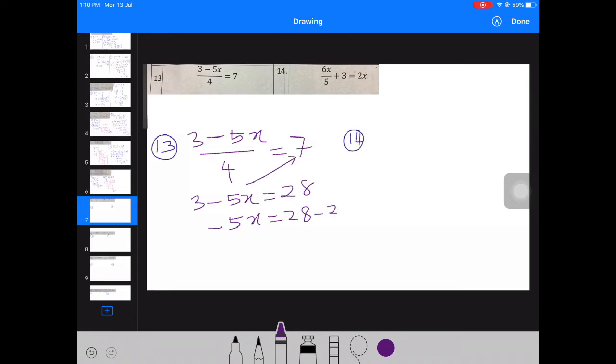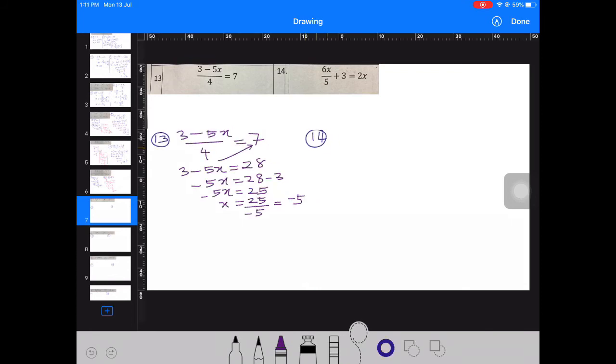You minus 3 on the right. So negative 5x equals to 25. Therefore, x here is multiplied with negative 5. So negative 5 you bring to the right, it becomes divide. So 25 divide negative 5. The final answer is x equals to negative 5. Okay, number 14.